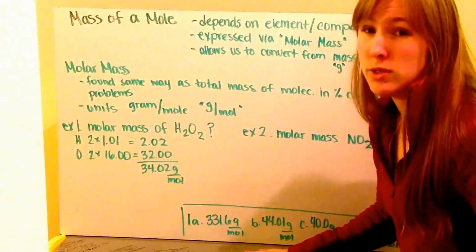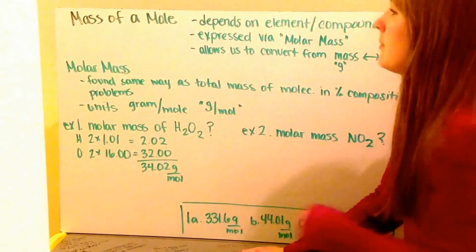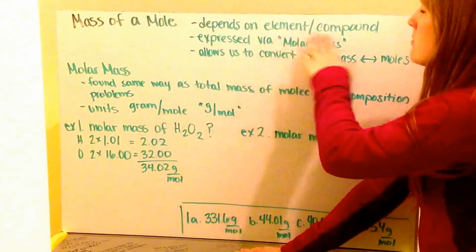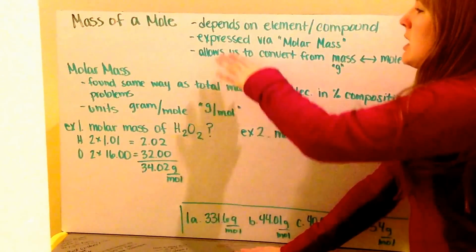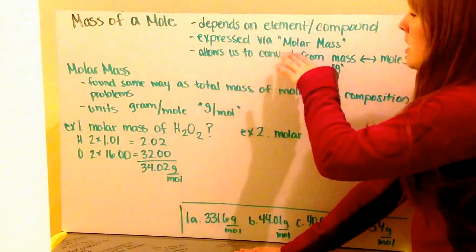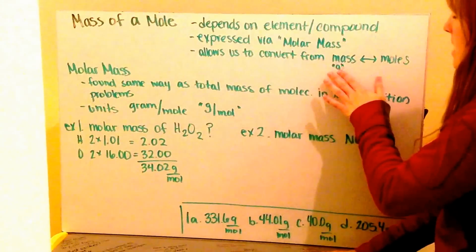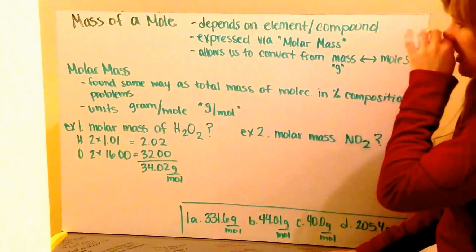This video is using the mole to find mass. The mass of 1 mole actually depends on the different elements or compounds you're looking at. It's expressed via the molar mass. Now, molar mass allows us to convert from mass to moles and vice versa.